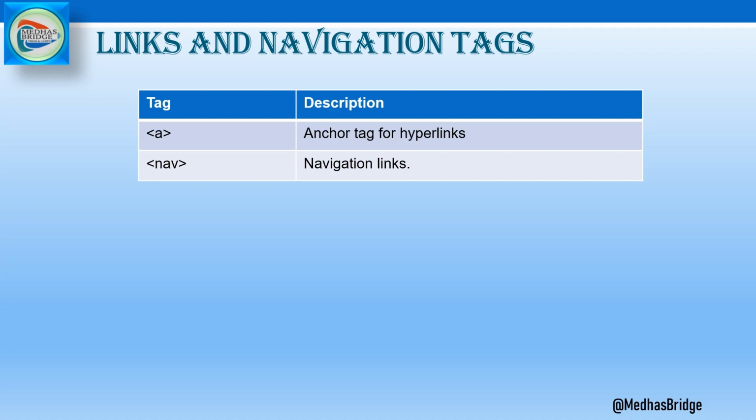In a web page, right? We use links and navigation. That means we require a tags. So that's why we use links and navigation tags for it. A is an anchor tag for hyperlinks. Nav is for navigation links.